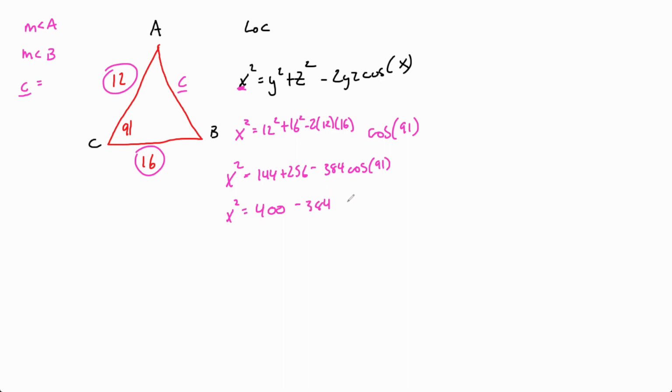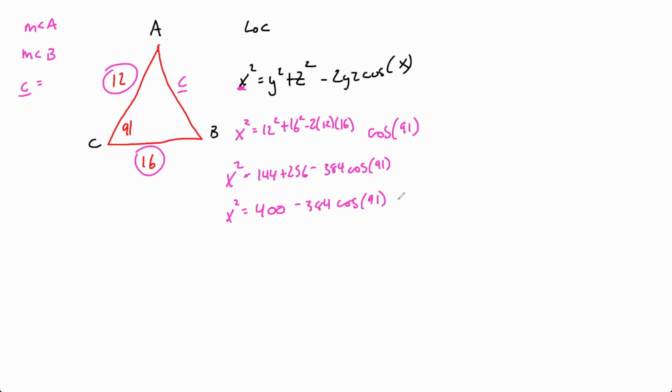Minus 384 cosine 91. Let's go ahead and plug this in our calculators. If you have a TI-30 XA, you're going to want to punch in 400 minus 384 times 91 cosine and then hit equals. If you're using a TI-80 anything, you're just going to type it in just like you see it: 400 minus 384 times cosine 91.